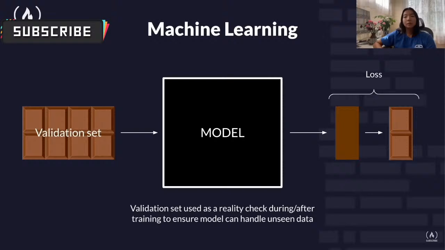So once we've made a bunch of adjustments, we can put our validation set through this model. The validation set is used as a reality check during or after training to ensure that the model can still handle unseen data. So every single time after we train one iteration, we might stick the validation set in and see, hey, what's the loss there? And then after our training's over, we can assess the validation set and ask, hey, what's the loss there?